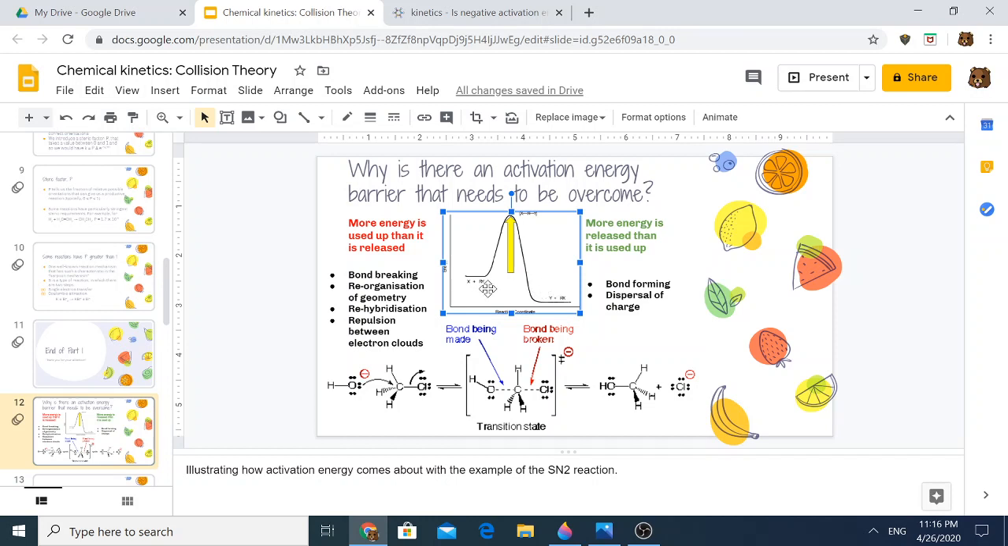Physically, what this would mean is that at the start, in the first half, more energy is used up or consumed than it is released, while in the second half of the reaction, more energy is released than it is used up.